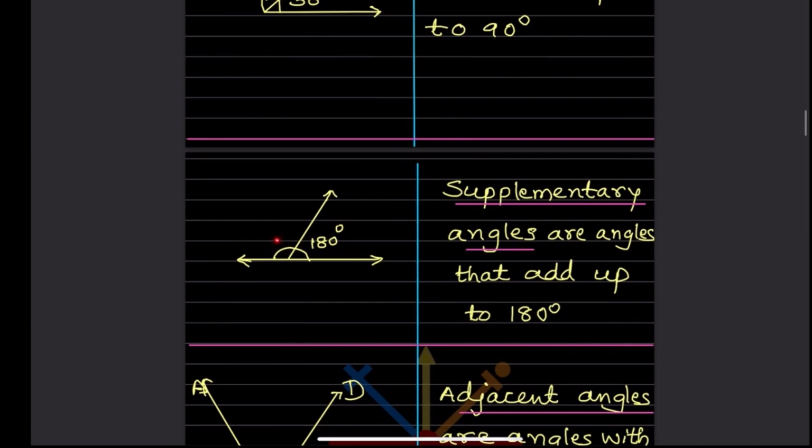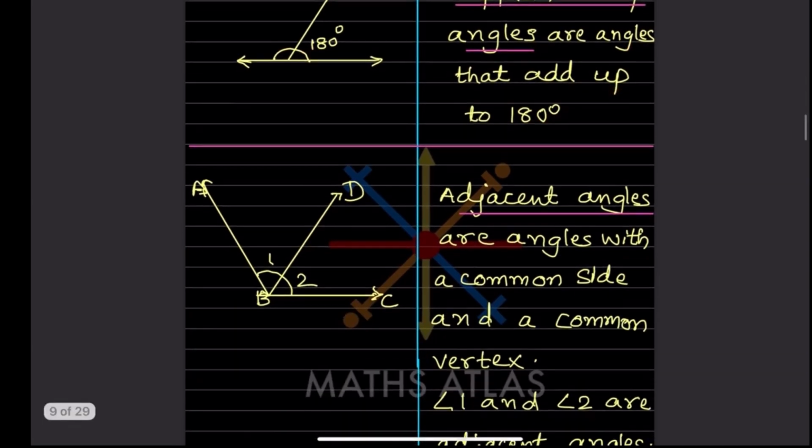Same over here, when you add this angle, and this is a separate angle and this is a separate angle. When you add this, suppose let us consider this as 1, this as 2. When you add 1 plus 2, it should be 180 degrees. So they are called supplementary angles. So supplementary angles are angles that add up to 180 degrees. This whole part should be 180.